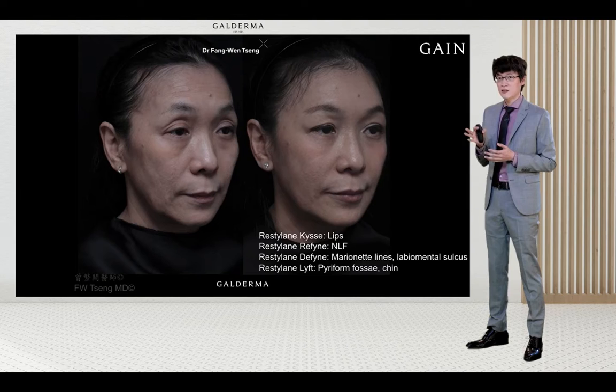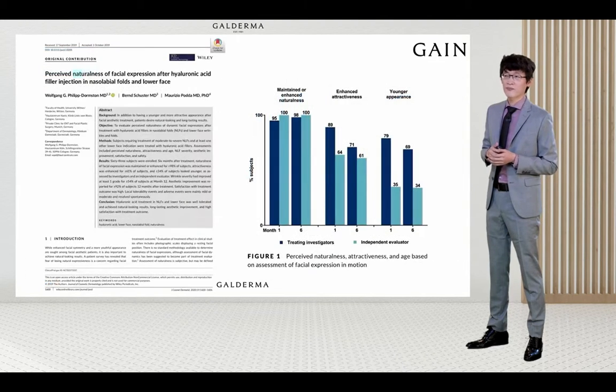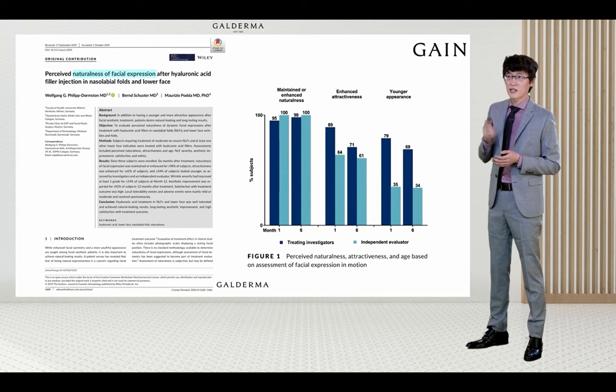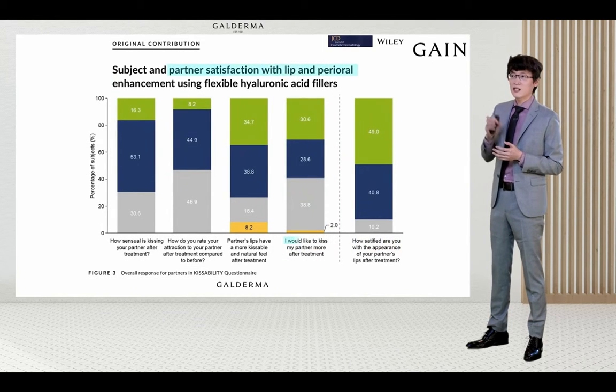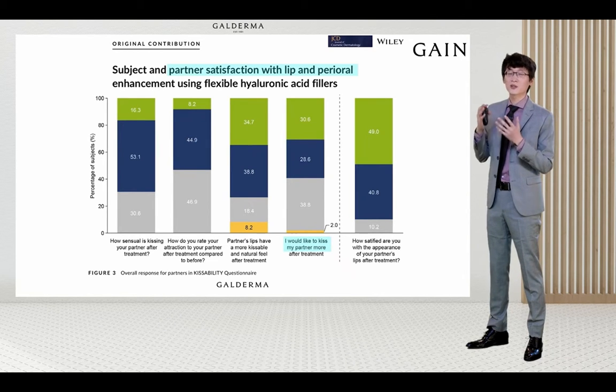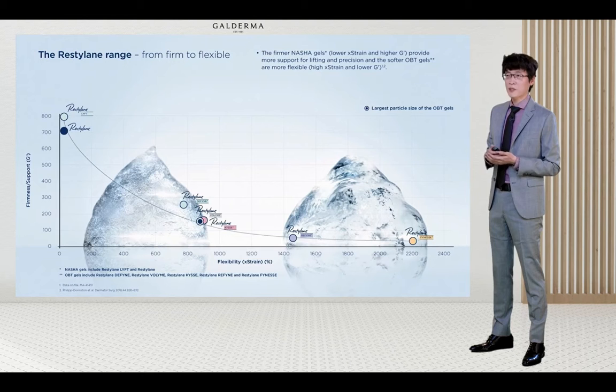What she said was not only true, but also had been proved in clinical studies that after OPT was injected, we had minimal recovery time. The facial expressions are natural after OPT had been injected in the perioral region. And in this interesting study, even the patient's partners agree that the lips are natural and they want to kiss their partners more. So why is OPT natural? Not only because it is softer, but also because it is more flexible.